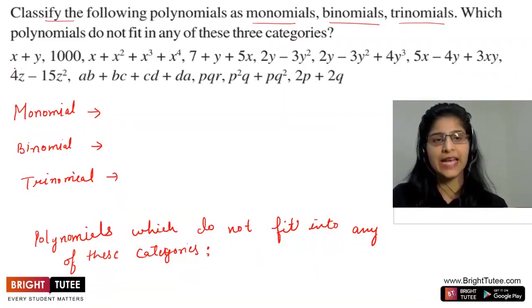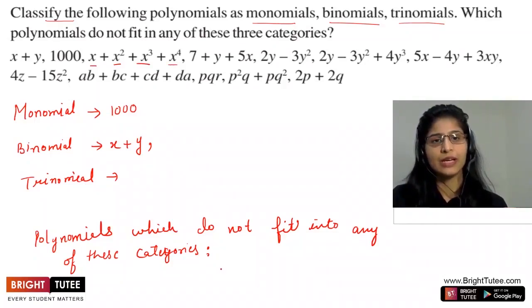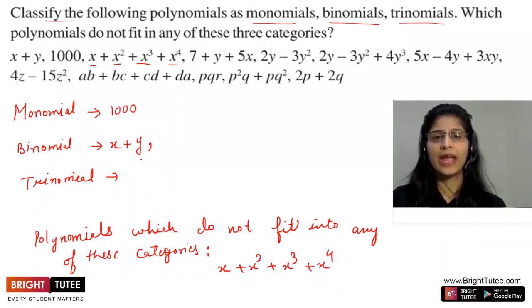So the first one has x plus y. How many terms is it using? It is using 2 terms. So x plus y is a binomial. 1000 is just 1 term, so it is a monomial. Then x plus x square plus x cube plus x to the power 4 has 4 terms, so it is neither monomial nor binomial nor trinomial. This does not fit into any of the 3 categories. The next one is 7 plus y plus 5x.